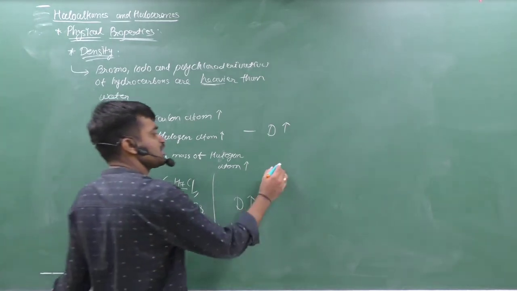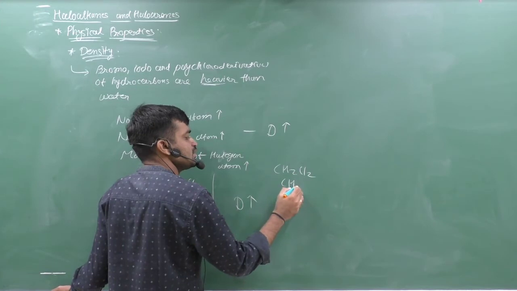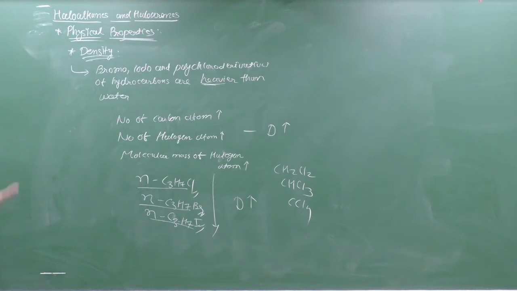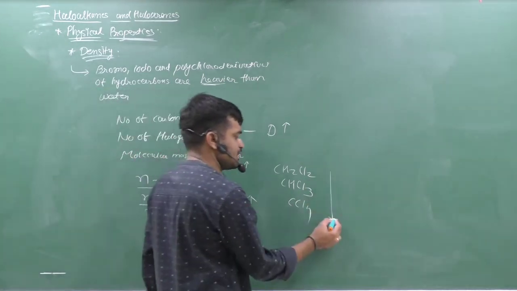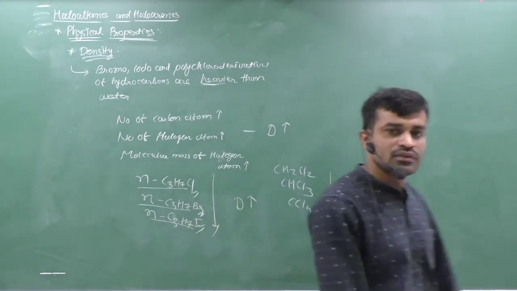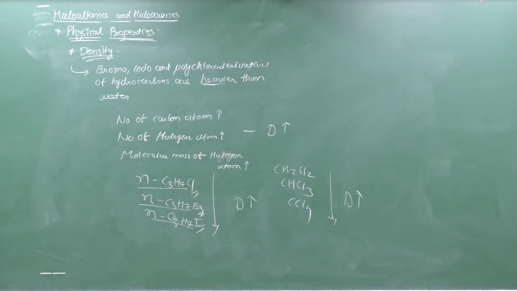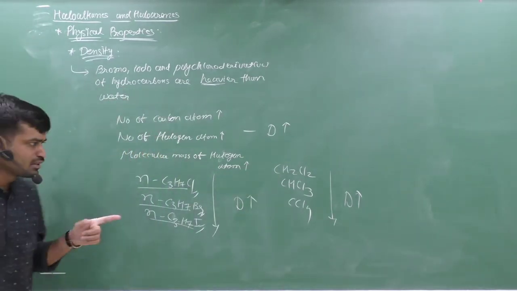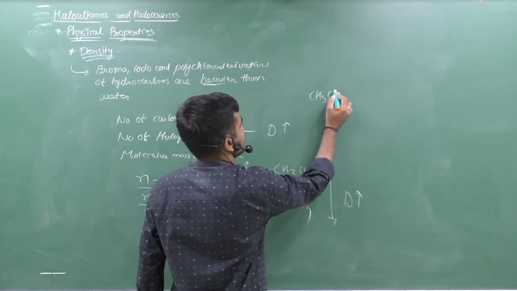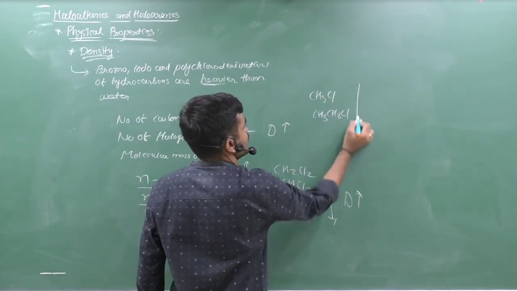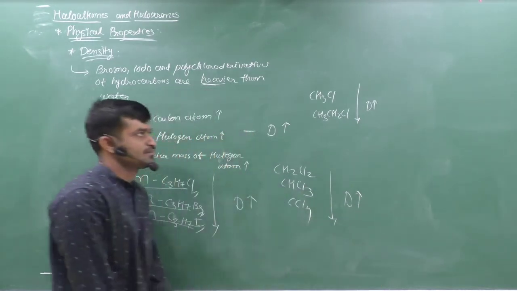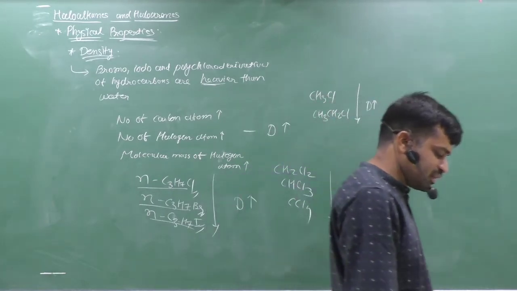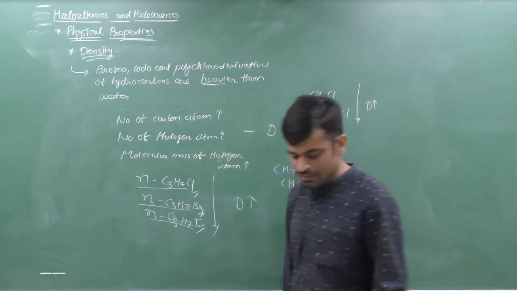Clear? And suppose you have a trend like CH2Cl2, CHCl3 and CCl4. Here the number of halogen atoms increases. Therefore, if you go from up to down, the density increases. Clear? And as the number of carbon atoms increases, density also increases. Suppose we have molecules like CH3Cl and CH3CH2Cl. If we go from up to down, density increases. Number of carbons increases, number of halogens increases, or molecular mass of halogen increases, density increases. That is very simple. Clear?